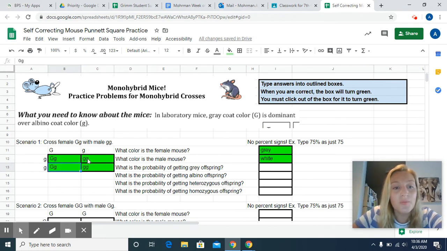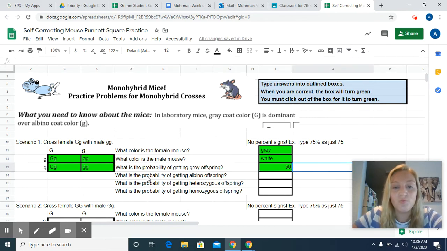So remember, each one of these squares represents 25%. So 2 of the squares are filled in with a genotype that would result in gray offspring. So that means we have a 50% chance of getting gray offspring. So remember, no percent signs. So you just type the 50 and click out and you have your green.